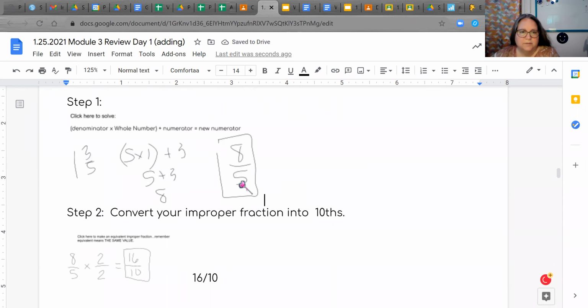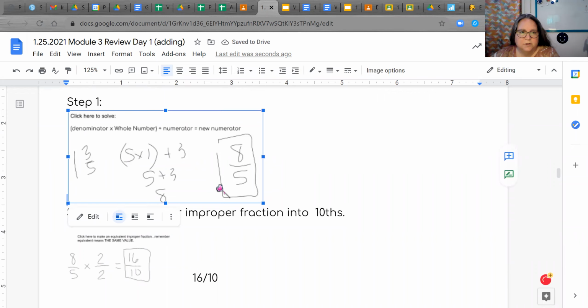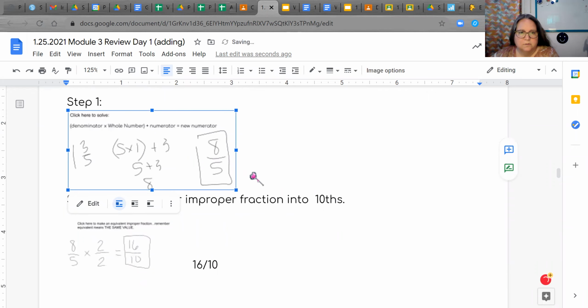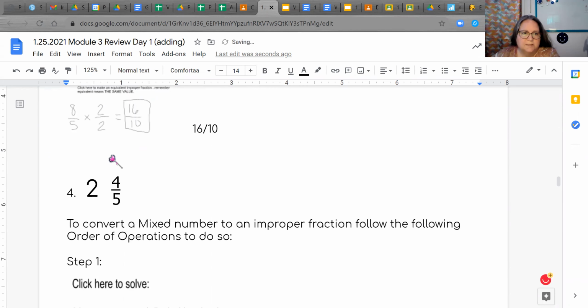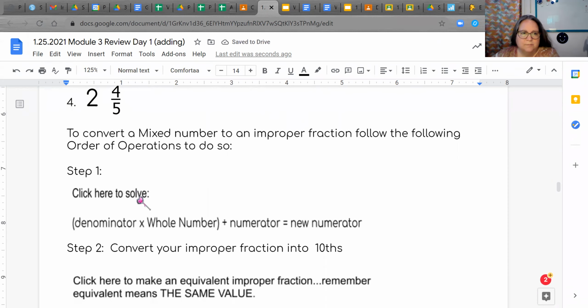And if you wanted to on this one, you could rewrite the problem also. So you could always do this as well. So let's go and do it one more time.